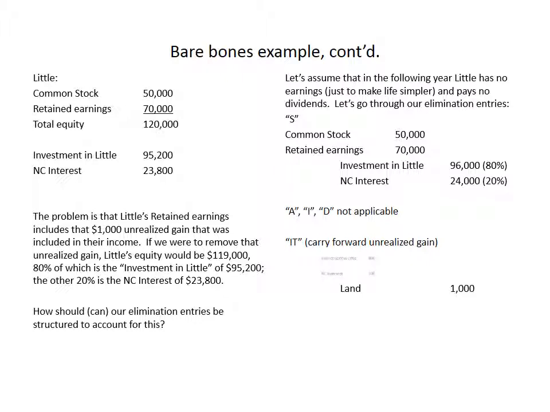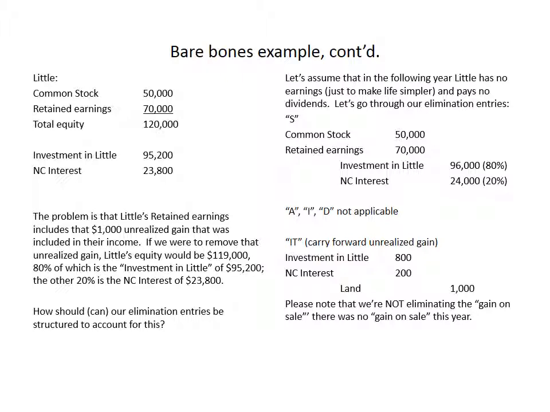On the debit side, we're going to go ahead and debit the investment in Little and the non-controlling interest. Basically, up in the S entry, we overdid it in terms of crediting the investment in Little and the non-controlling interest. So in this IT entry, we're backing off and taking away the excess that we had credited up in the S entry.